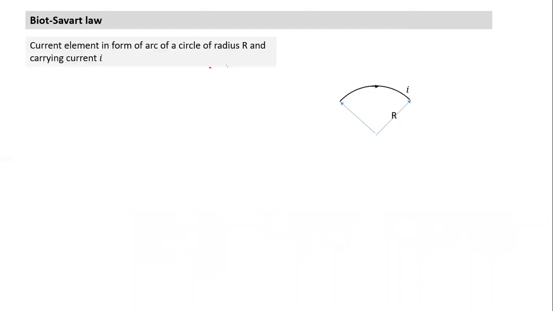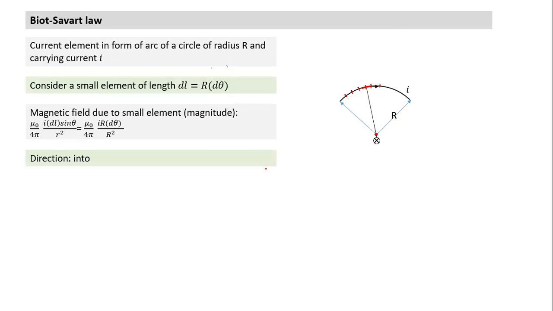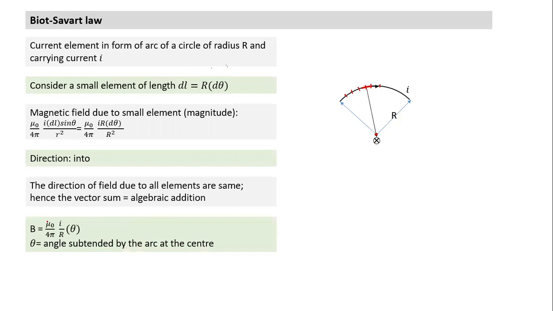Current element in the form of an arc of a circle. If we take an arc of a circle, because if I have to apply the Biot-Savart law, I divide it into small parts. What I notice is that for all elements here, if this is the point, the position vector with reference to all elements is perpendicular to the element and at the same distance. So all elements of equal length will create equal magnetic field. All are in the same direction. So I can simply add them. All small elements, and we can easily find the formula. I hope all of you remember the formula.